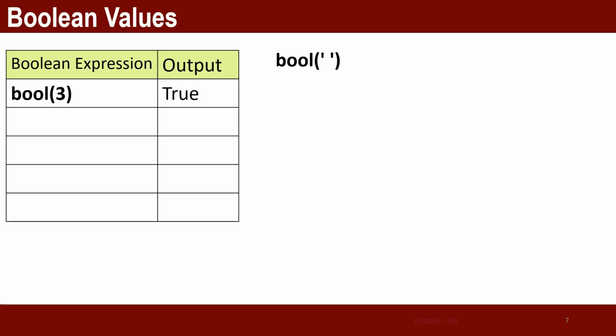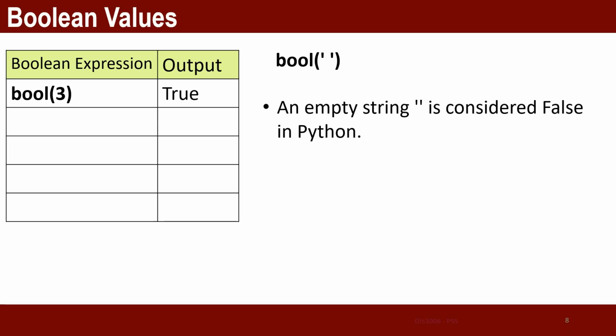Next one is bool of empty parentheses with single quotes, an empty string. Any empty string is considered false in Python, and the result will be false. Bool of an empty string will return a false value.